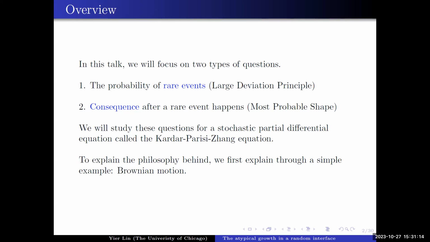One question is to understand the probability of rare events. Again, the method behind it is the large deviation principle. The other one is the consequence after a rare event happened, which corresponds to some limit shape. It's important to understand these two questions because, although we are facing rare events, things like car crashes, they can have very serious consequences.